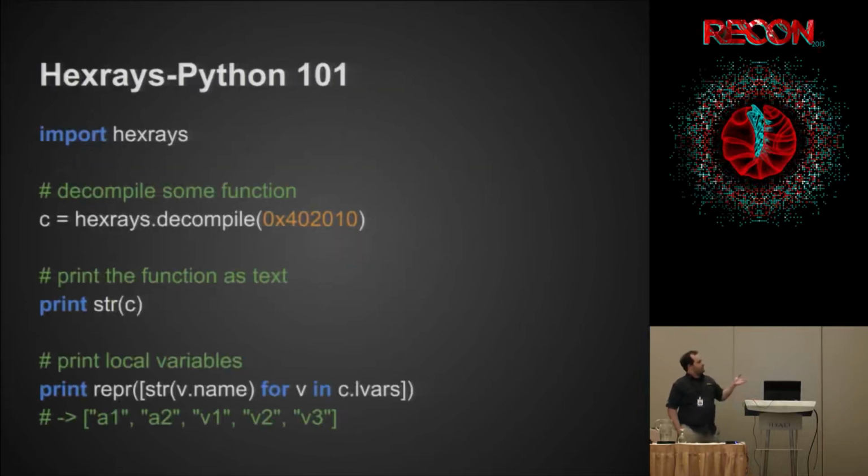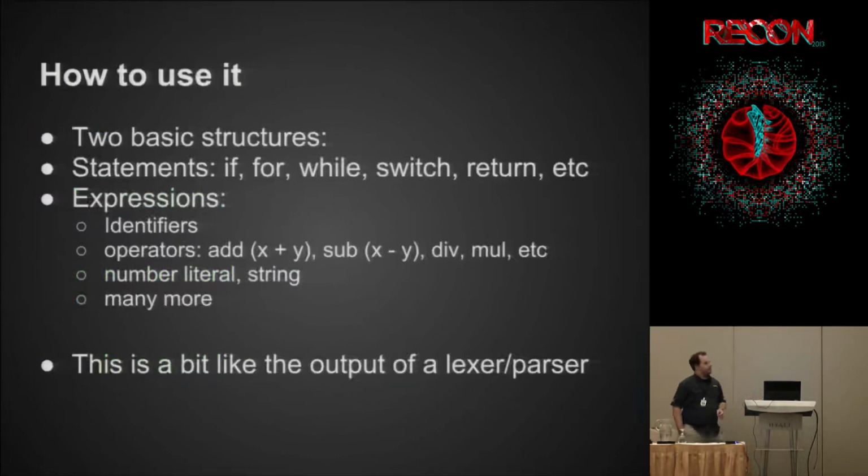So this is what it looks like. You just import the module, and you go hexrays.decompile. You pass it the address, and then you can print or do whatever you want with it. Here I have an example of getting the variables. That's very easy. You get a list. Just a small example.